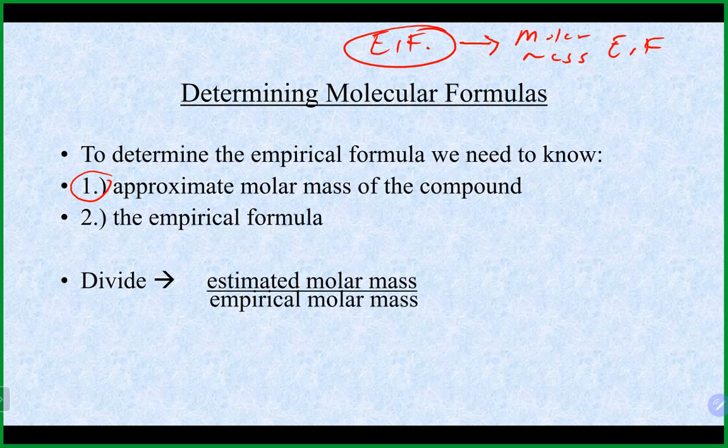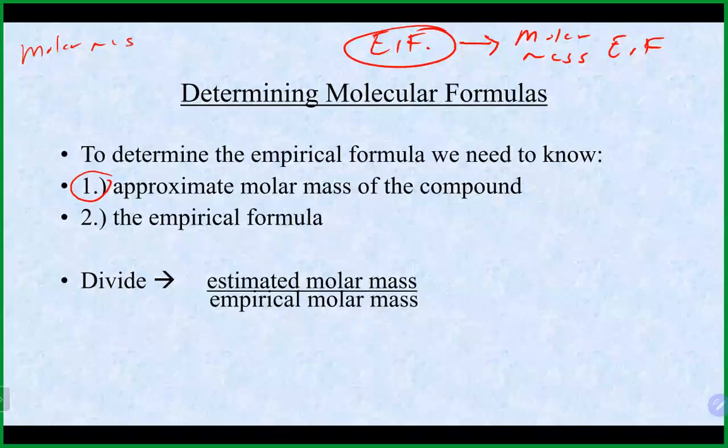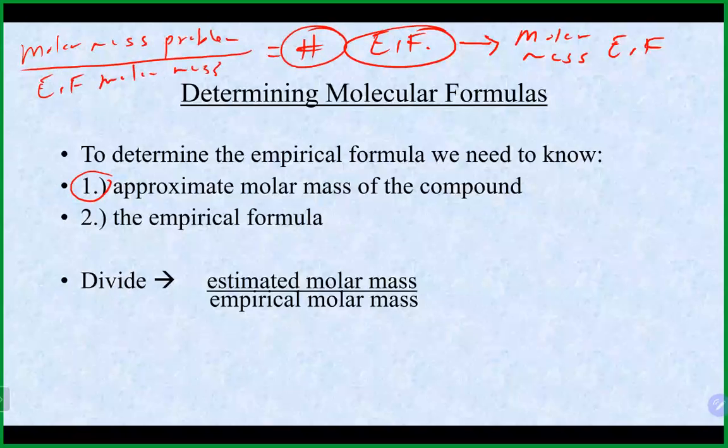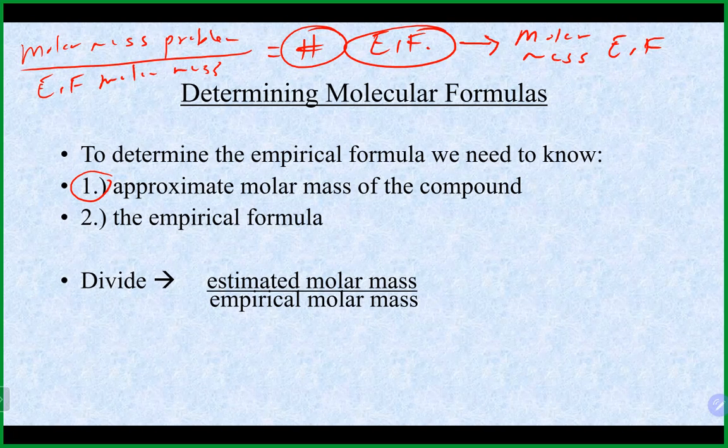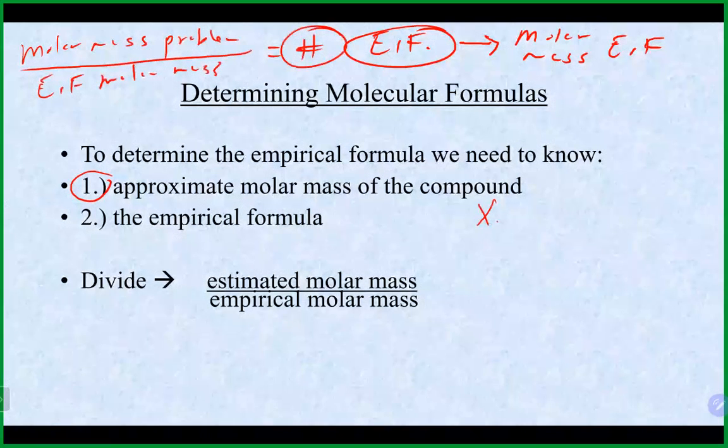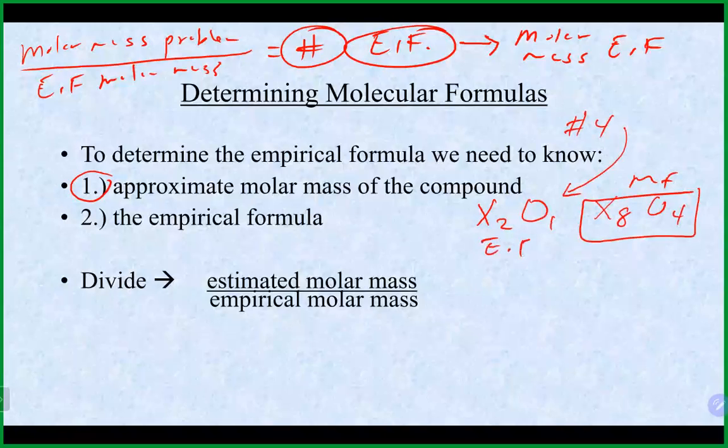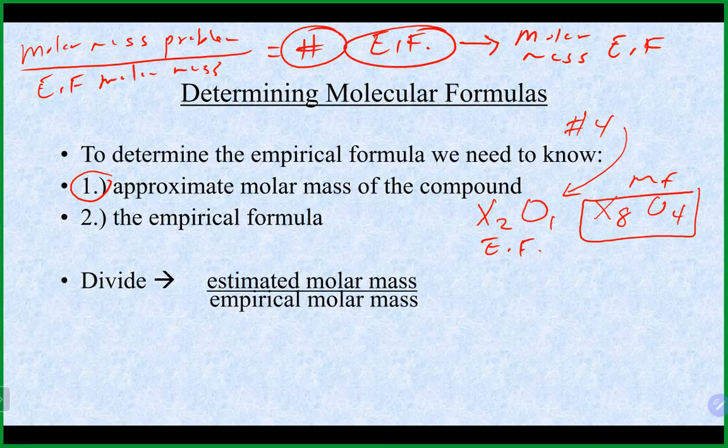What you do is take the molar mass from the problem and divide it by the empirical formula's molar mass. That will give you a number that you can round if you need to. It's usually a whole number, but if it's not, it's okay to round. That number is what you multiply the empirical formula by. For example, if your empirical formula is X2O1 and you ended up with a number of 4, you would multiply the whole thing by 4, which gives you X8O4, and that would be your molecular formula. So this number is the multiple that you multiply the empirical formula by to get the molecular formula.